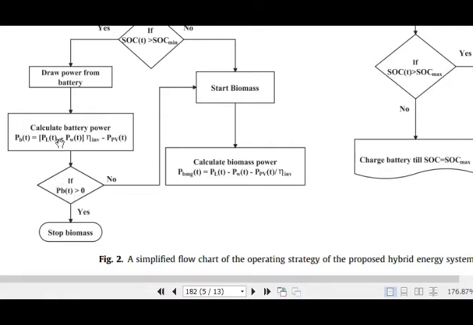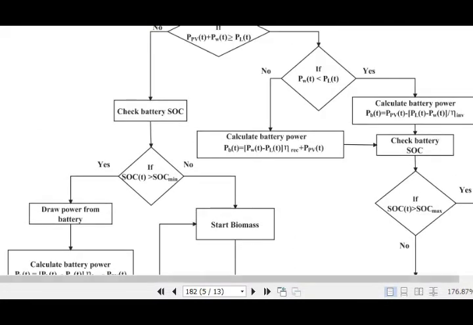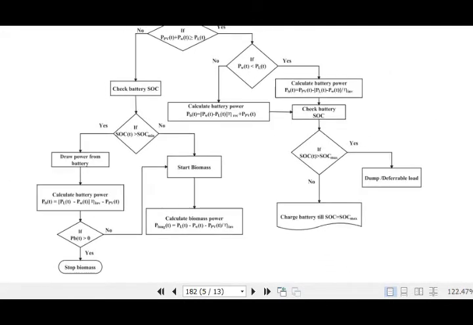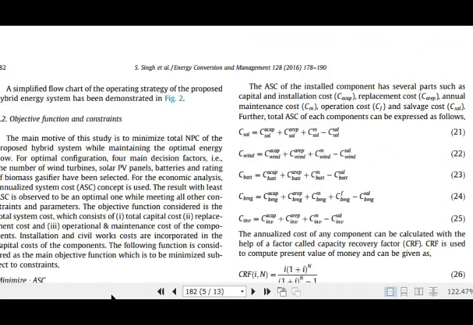After drawing energy from the battery, if the battery did not have sufficient energy to meet the deficient load demand, we will start the biomass and DG, and calculate the power that should be taken from the biomass, DG and so on. That was the main chart, which we will be discussing.